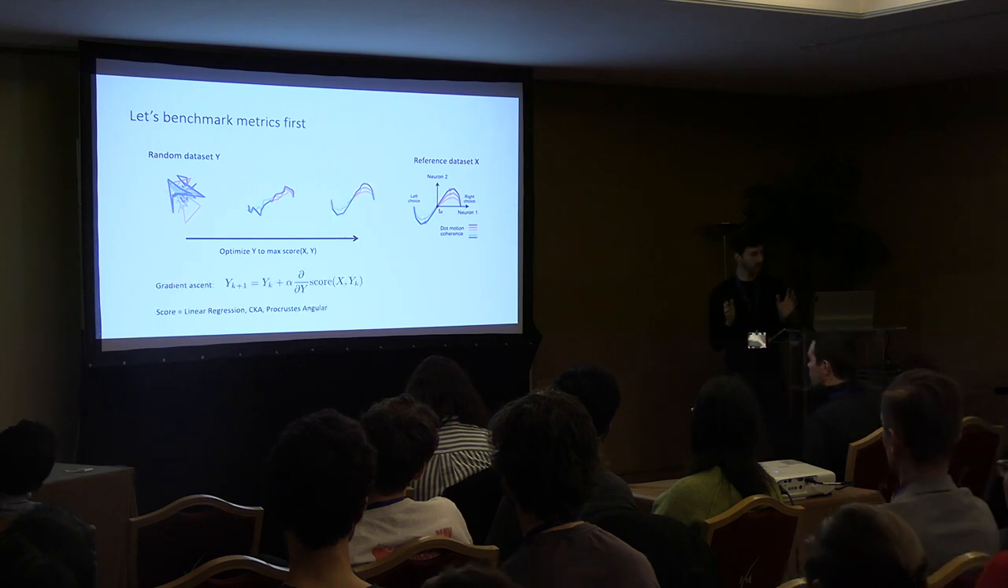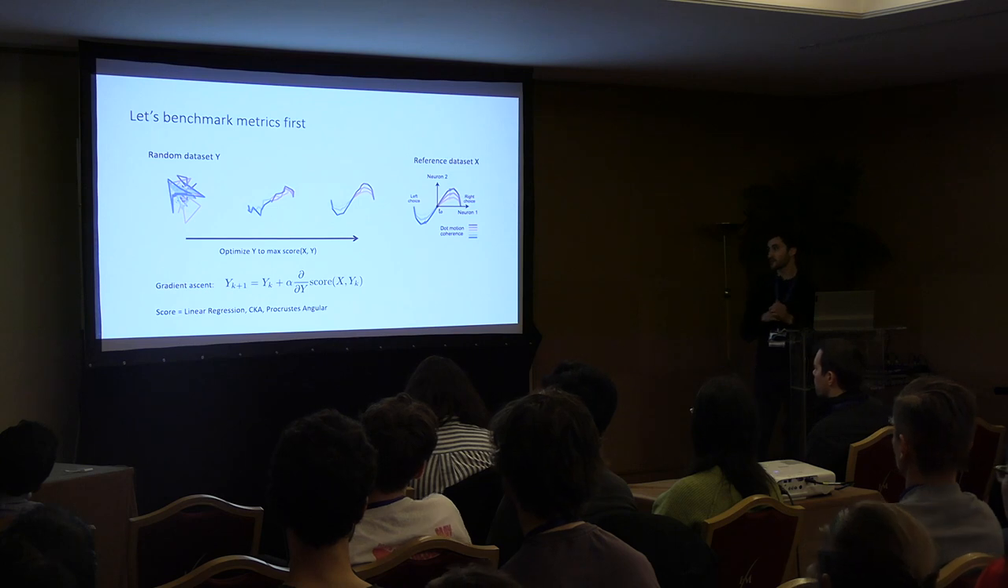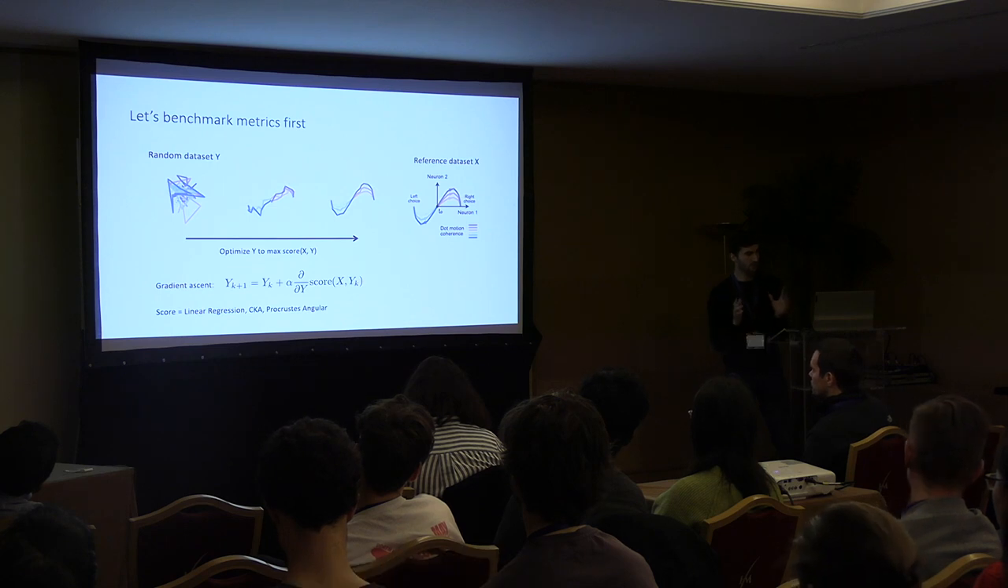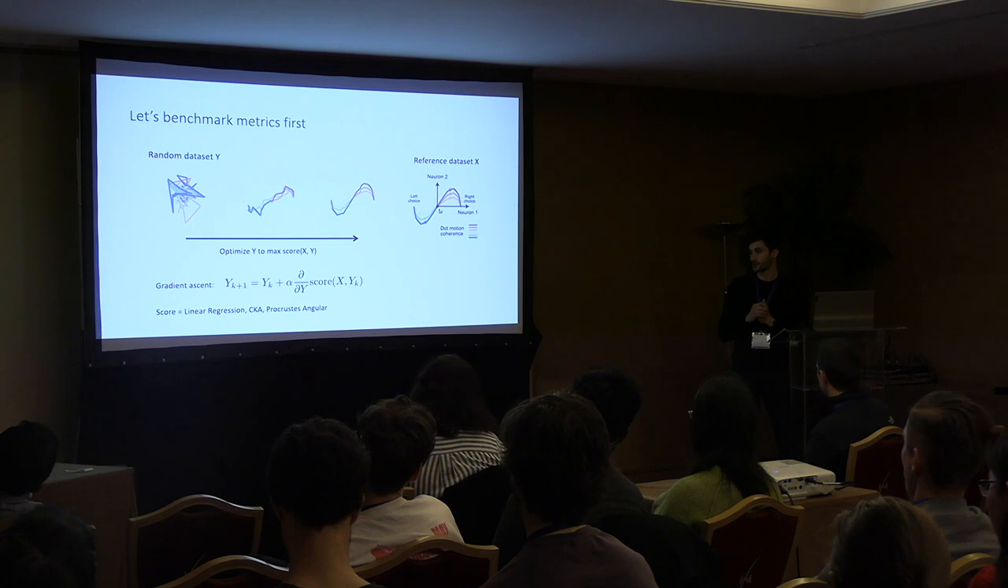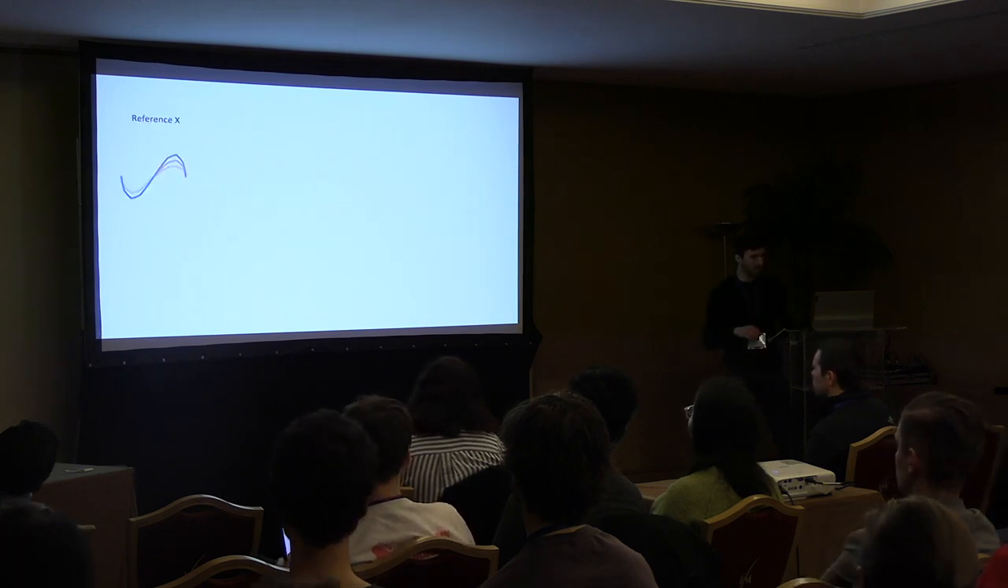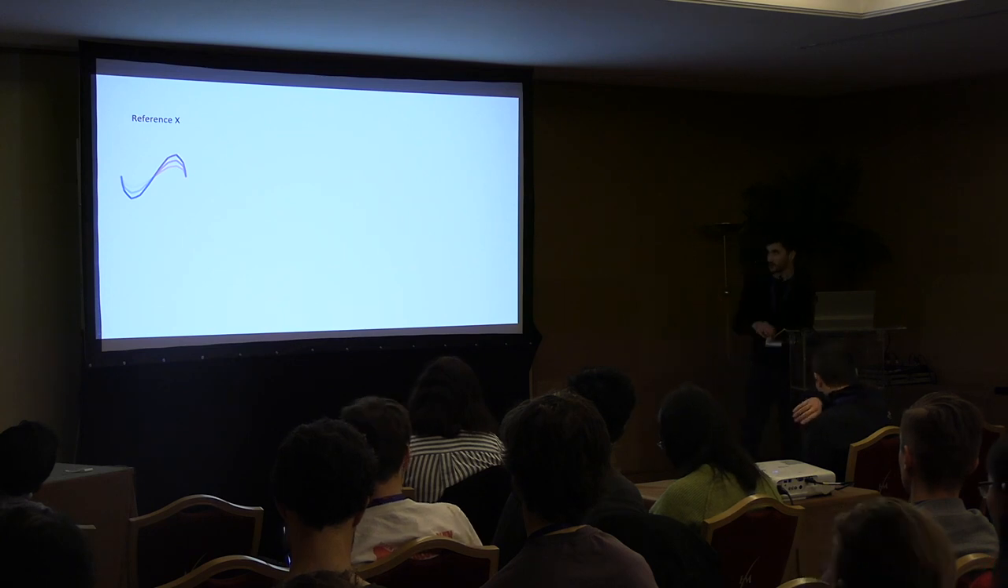More specifically, we can do gradient descent on the score function to find and optimize Y to maximize the score. And this is a general approach. It only requires differentiability of the score, but I'm going to show you the results for the three metrics that I presented at the beginning. All right, so let me show you what it looks like.